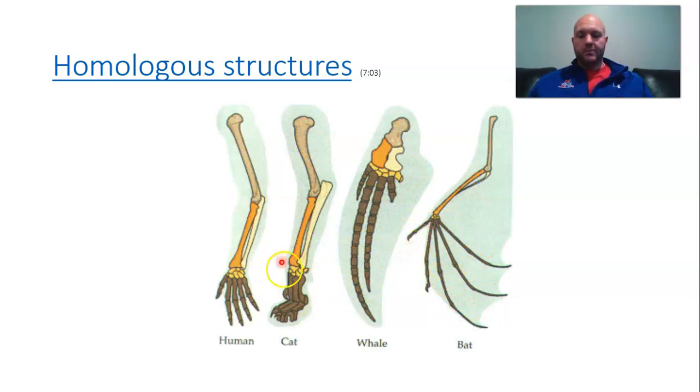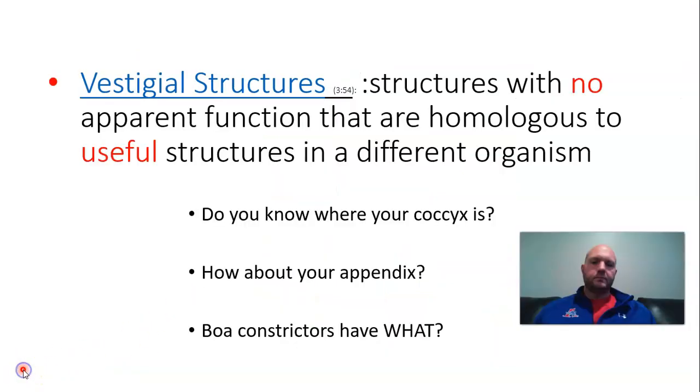Just got this little clamper up here. And this cat and this human being, right? Obviously different functions from your arm as it is from a cat's paw, but the bone structure is still the same. To go along with that, there are structures in your body that are not used anymore.